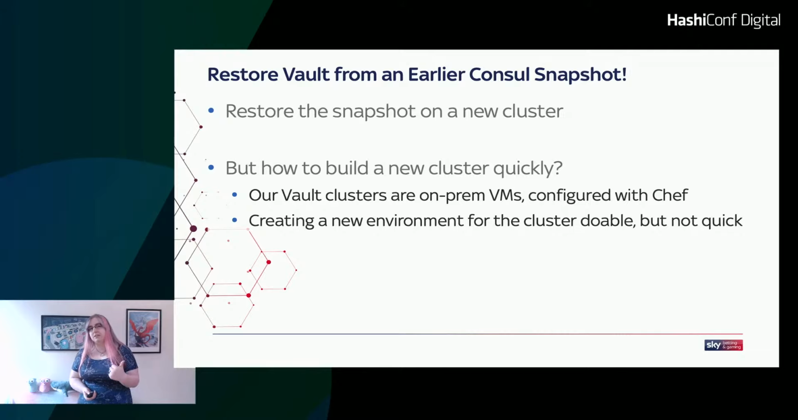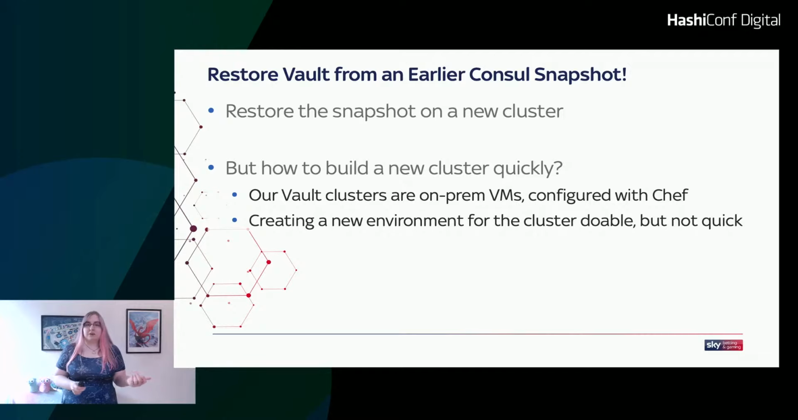Now in our case, our Vault clusters run on VMs, we manage those with Chef, and it's on-prem, so it's not like we're having to build this from scratch, by hand. But we also don't need a full cluster. We could probably make do with a single Vault and a single Consul. But even so, spinning that up would require building some new VMs, configuring Chef, possibly setting up some firewall rules. So it's not quite a simple copy-paste from production.